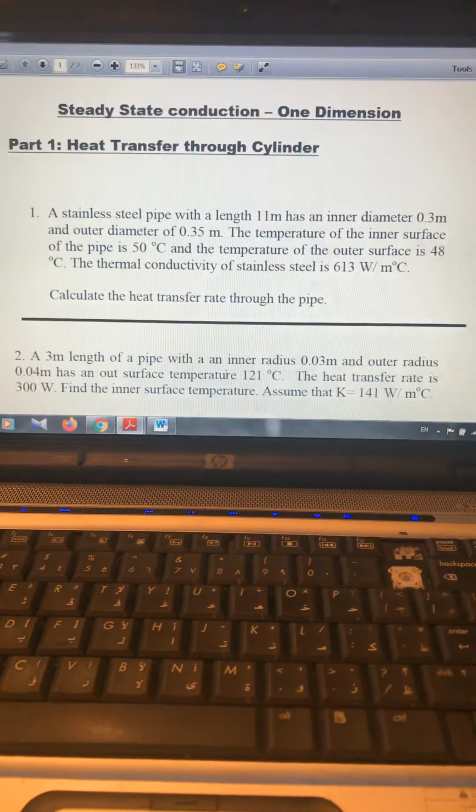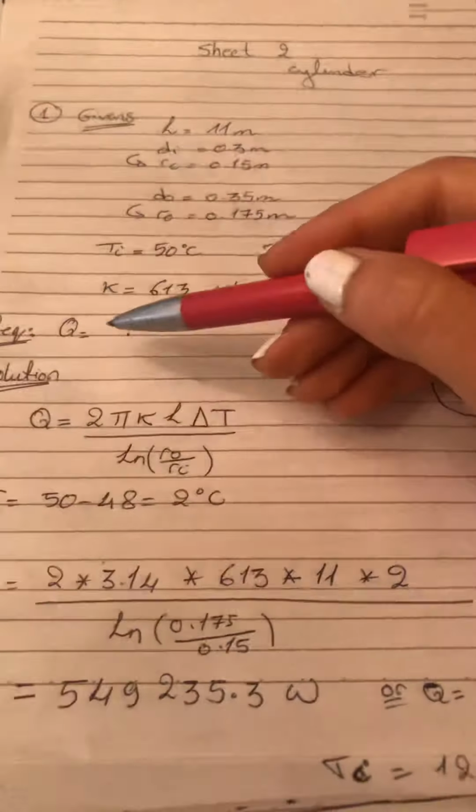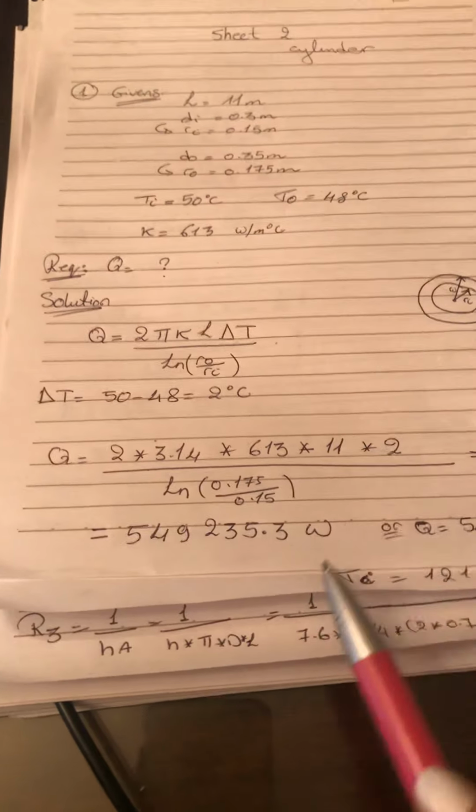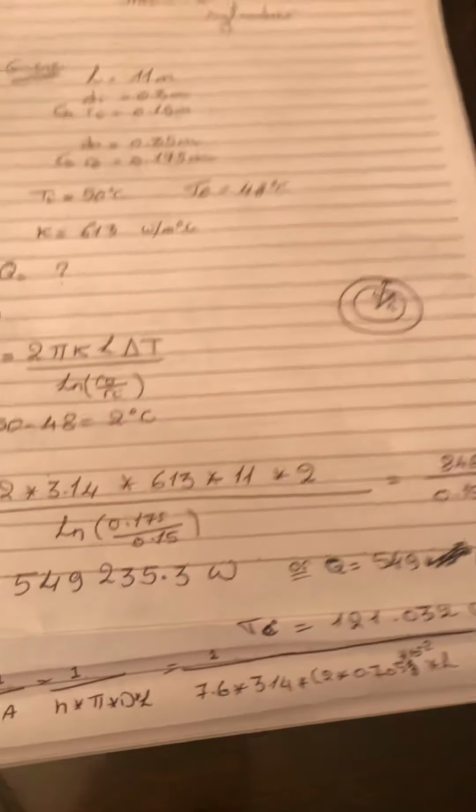The thermal conductivity of the stainless steel equals 613. What is required? Calculate the heat transfer through the pipe. Okay, we have the Q. We write down our equation. It is direct substitution. You make a direct substitution here.